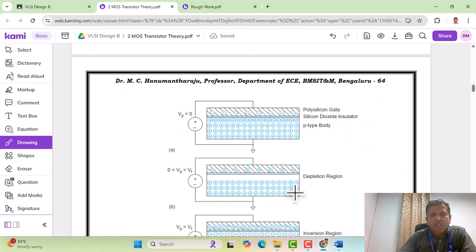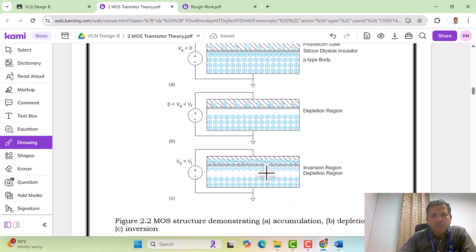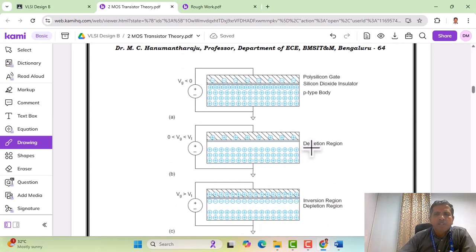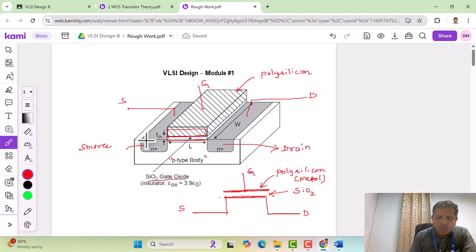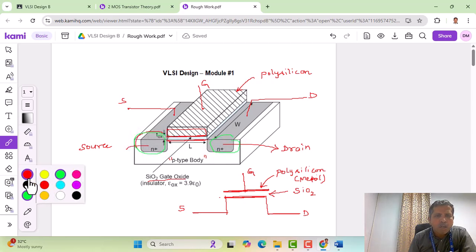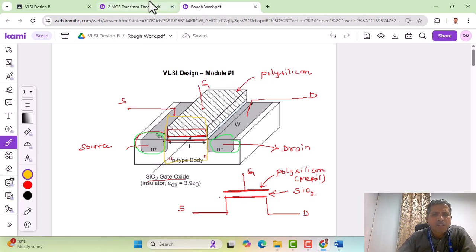Let us look at the figure with reference to 2.2a. Here we have three different modes of operation of a MOSFET. As was already mentioned, this is the isolated structure. In the entire MOSFET that you have seen, this portion was not shown. This portion is removed and this portion is removed, and only the portion that is shown is this one. So we'll go back now and you can see that portion here.